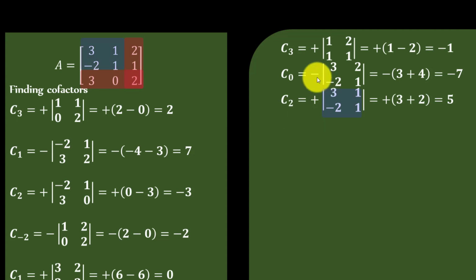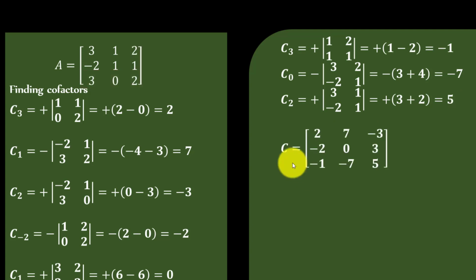That is what the previous one minus. You are taking the plus sign here by deleting the corresponding row and corresponding column. You will be getting the remaining elements 3, 1, minus 2, 1. That is 3, 1, minus 2, 1. With the previous one minus, here you have to take plus. That is what you are getting, the answer as 5.